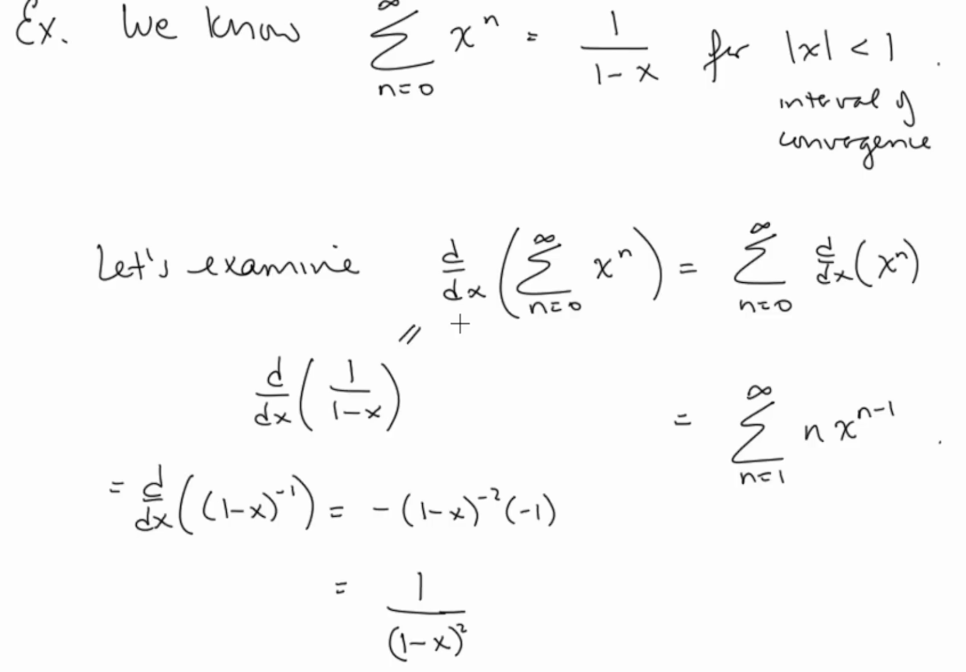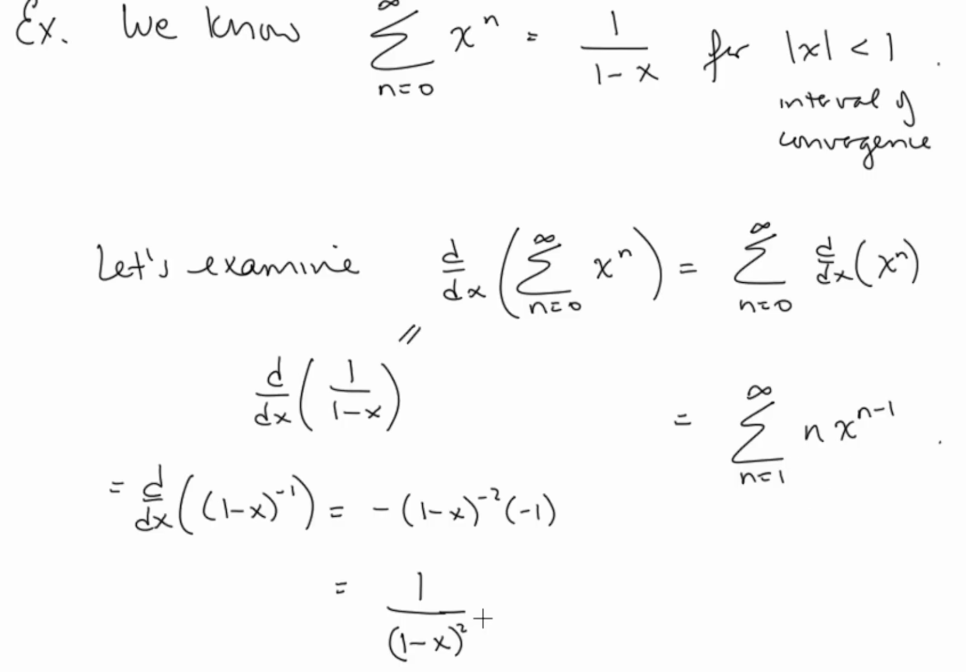Now if we take that derivative term by term, we're going to get the series of n x to the n minus 1. And notice that we're taking n going from 1 to infinity now, because if we had n starting at 0, we're just going to get a 0 for the very first term. So why bother including that? We might as well just change our index to start at 1. So what we have here given by the theorem is that this series converges to this function.